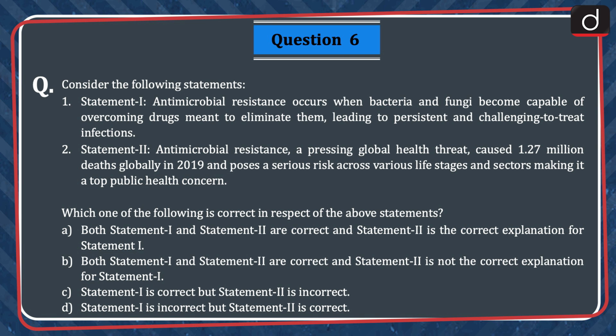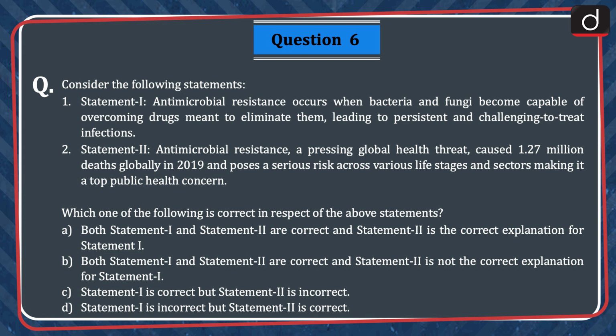Next question is, consider the following statements. Statement 1. Antimicrobial resistance occurs when bacteria and fungi become capable of overcoming drugs meant to eliminate them, leading to persistent and challenging to treat infections. Statement 2. Antimicrobial resistance, a pressing global health threat, caused 1.27 million deaths globally in 2019 and poses a serious risk across various life stages and sectors, making it a top public health concern. Which one of the following is correct in respect of the above statements?